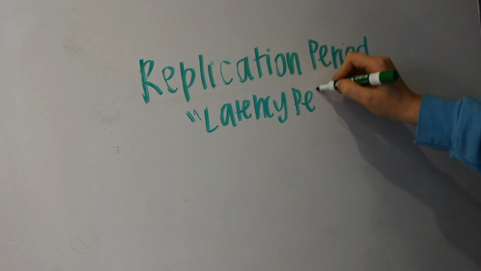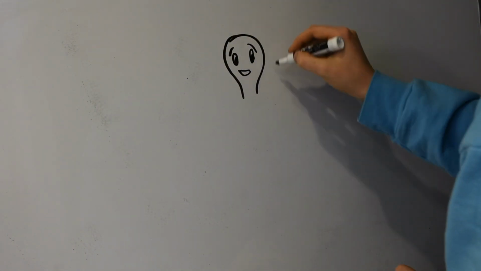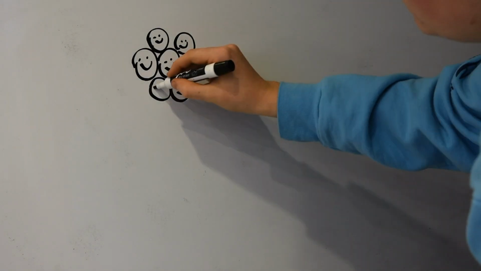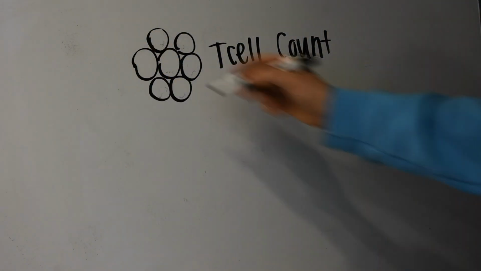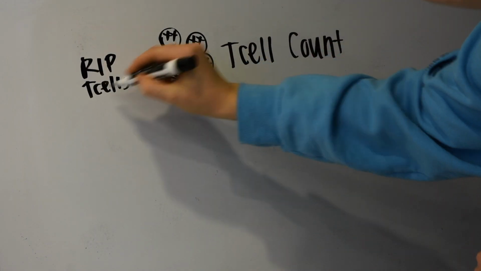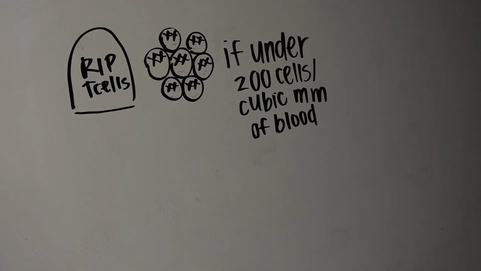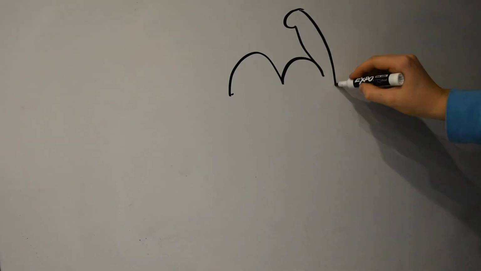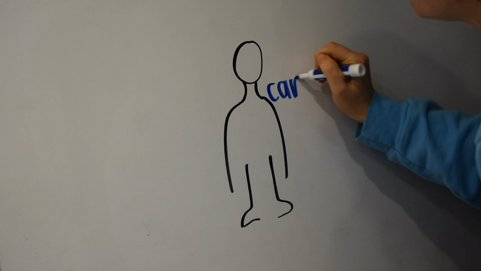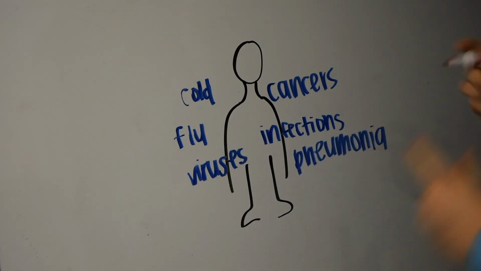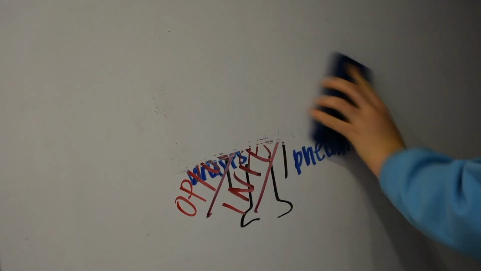During the replication period, known as the latency period, people might not feel symptoms for up to 8 years. If gone untreated long enough, the HIV virus will eventually kill off enough T cells, making your blood cell count go under 200 cells per cubic millimeter of blood, and your body has now fallen into acquired immune deficiency syndrome, or AIDS. Without the necessary amount of white blood cells to fight off infections, your body now contracts diseases such as cancers, pneumonia, and other infections, all of which are known as opportunistic infections.